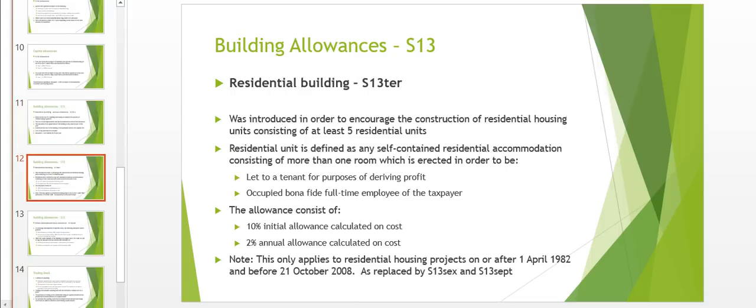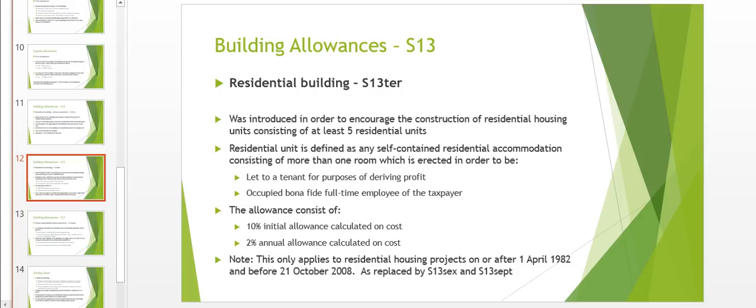Okay. And then that was on industrial buildings, but you also have residential buildings. So that's section 13 TUR. So this was introduced in the Tax Act to encourage the construction of residential housing units which consist of at least 5 residential units. You can have a look at what is a residential unit. It's just self-contained residential accommodation consisting of more than one room, which is erected in order to be let to a tenant for the purpose of deriving a profit, or occupied by a bona fide full-time employee of a taxpayer.